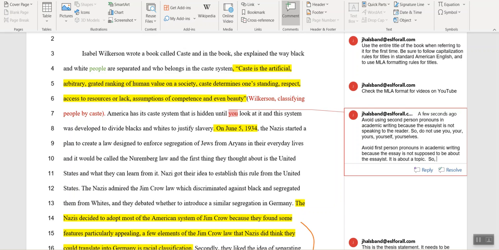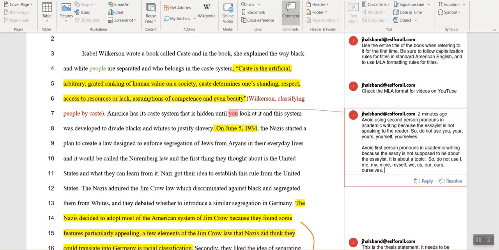So do not use I, me, my, mine, right? Myself, we, us, our, ours, ourselves.